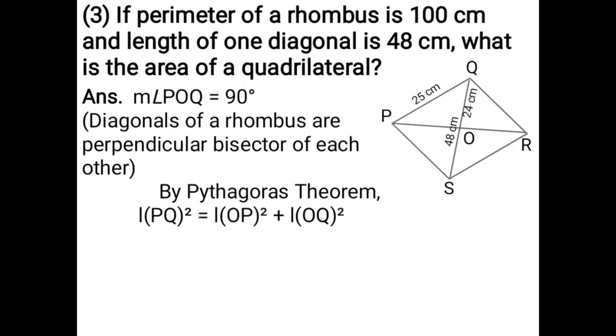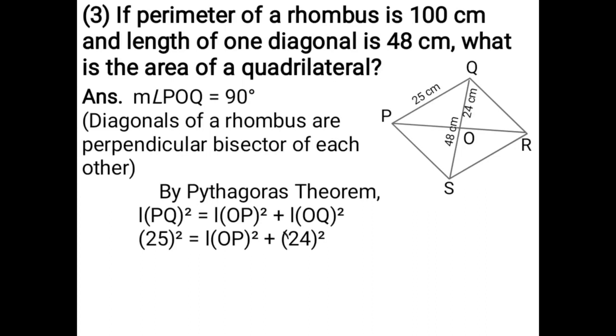Length of PQ square, the hypotenuse square, is equal to length of OP square plus length of OQ square, where OP square is side square. Length of PQ square is 25 square, which is equal to length of OP square plus length of OQ square, which is 24 square. Length of OP square, take it on the left side; 25 square, take it on the right side.